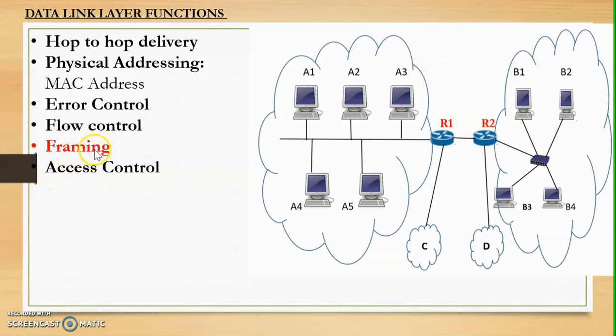Next functionality is framing. Framing meaning the data link layer will divide the information received from the network layer into data which is known as frames. So the data at the data link layer are called as frames. Another functionality of data link layer is access control. Access control is used to keep a track of who has control over the channel. Now say for example, many devices start sending at the same time. Then there will be collision. So in order to prevent that problem, different access control mechanisms are used, which is the responsibility of data link layer. Thank you.